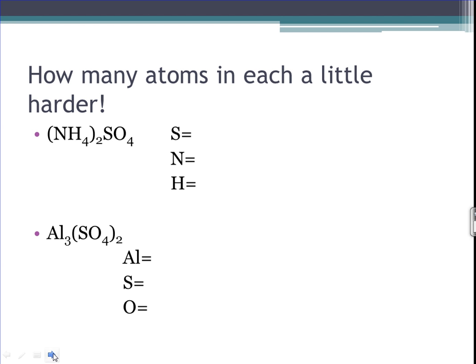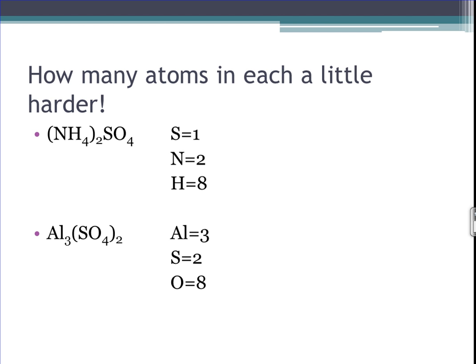These get a little harder. Pause the movie and write down what you think the answers are. Really? Did you pause the movie? Did you write your answers? Are you ready to check your work?